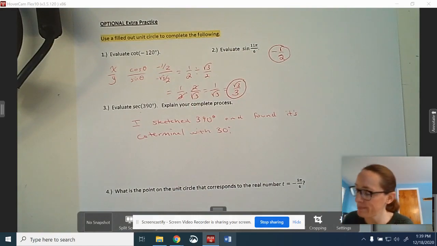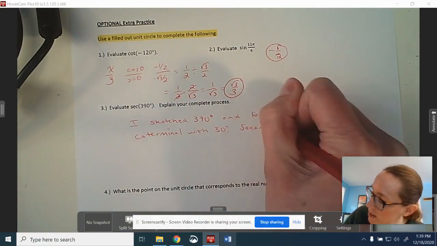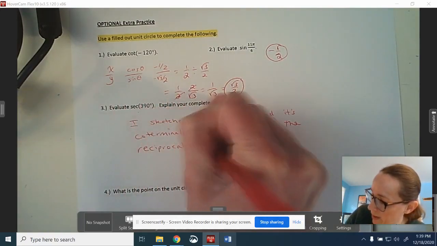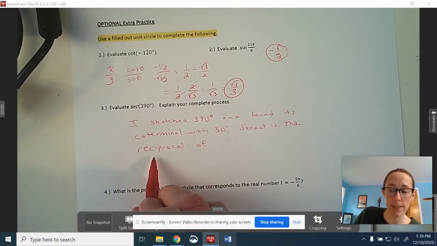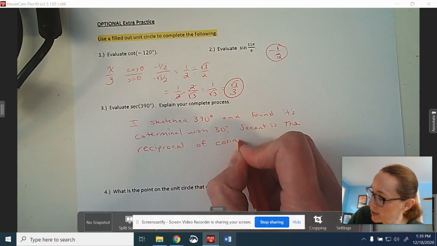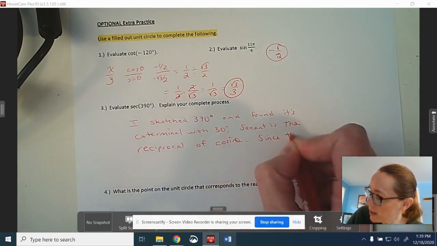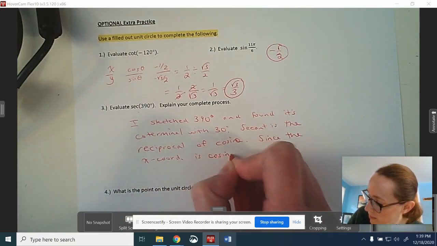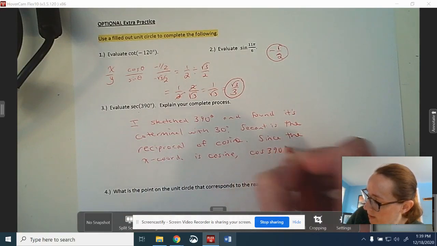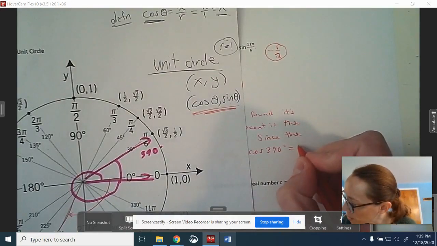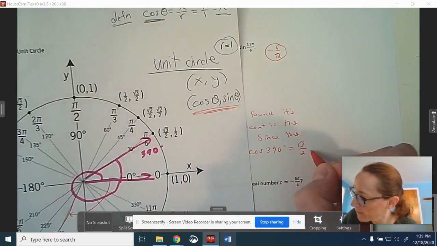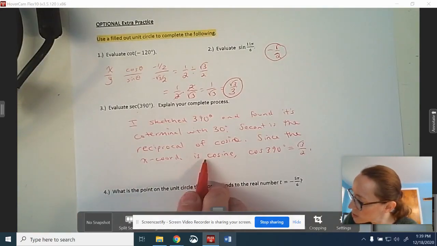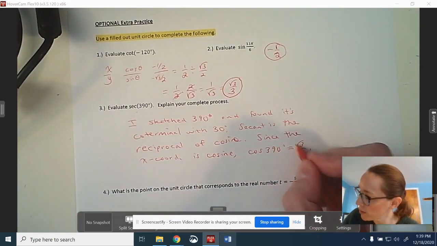Okay, next, we want secant. Secant is the reciprocal of cosine. Make sure you use the word reciprocal here. It's not the inverse. It's not the opposite. It's the reciprocal of cosine. Since the x coordinate is cosine, cosine 390 equals radical 3 over 2 from the x coordinate.